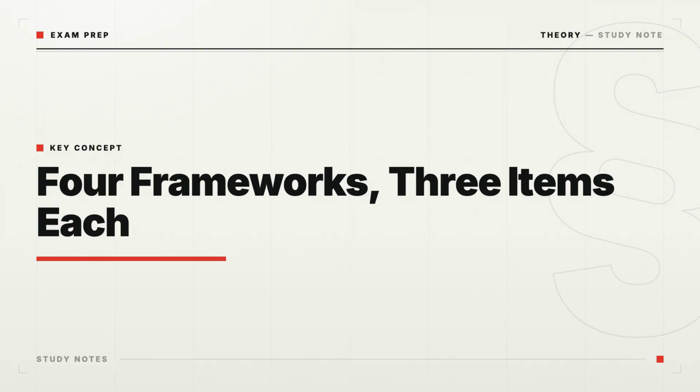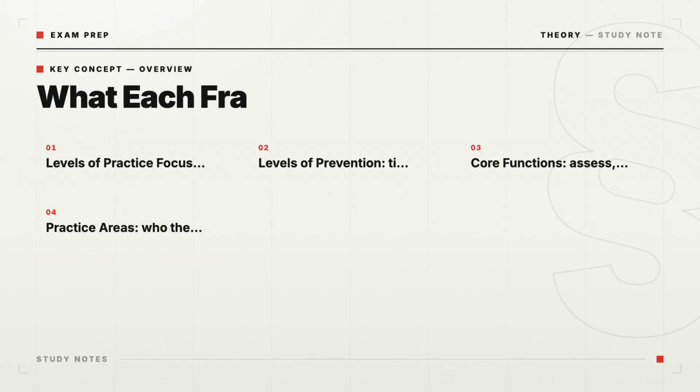Public health has 4 different frameworks that each happen to contain exactly 3 items, and that coincidence causes more mix-ups than any single concept in the course. A scenario describing 3 related actions could be asking about any of the 4. So the real skill is knowing what each framework actually tracks.